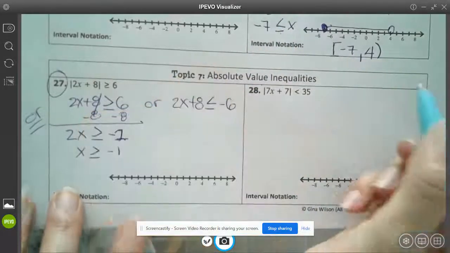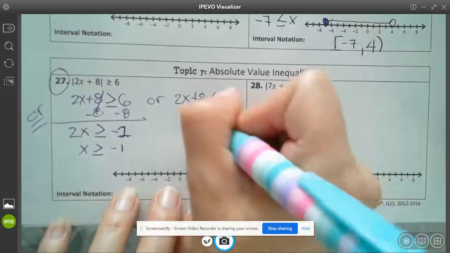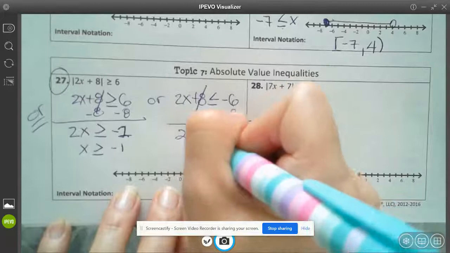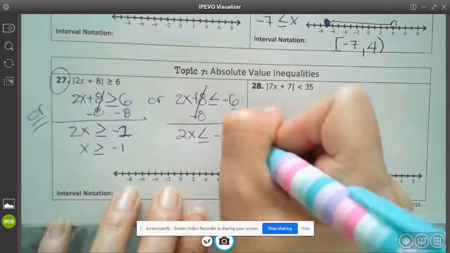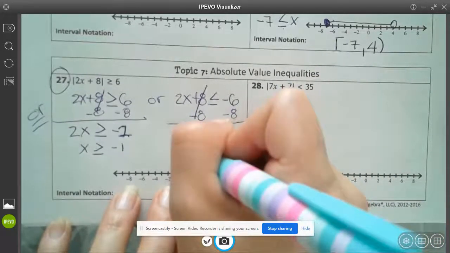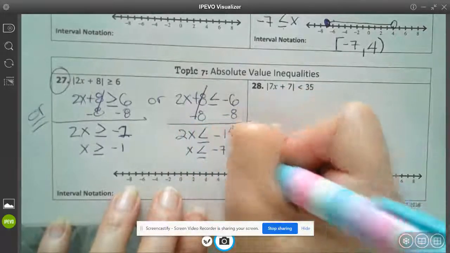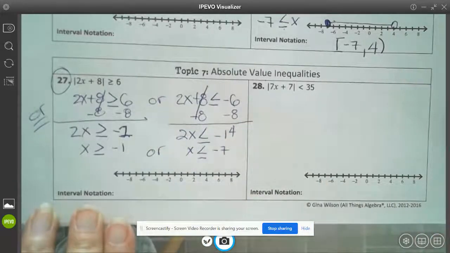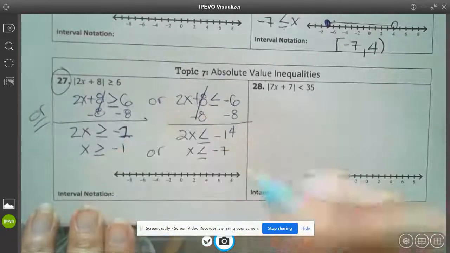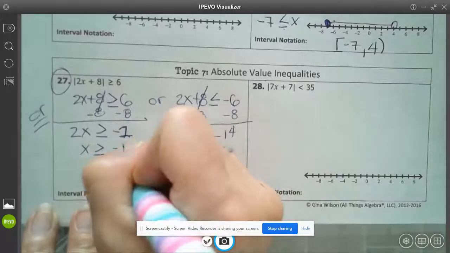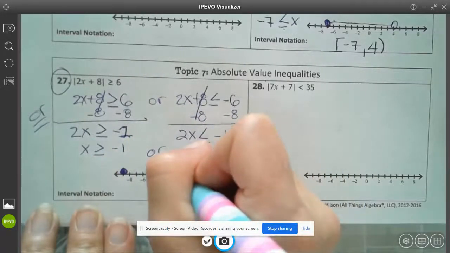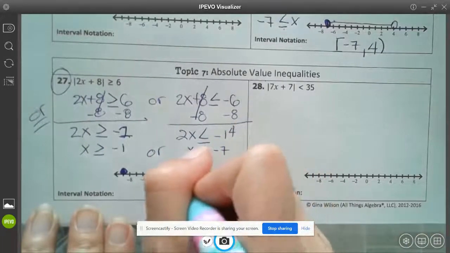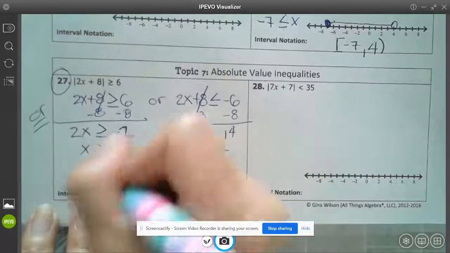All right, next one, minus 8, minus 8. So that goes away. It's 2x is less than or equal to negative 14. And then you divide by 2, right? And then x is less than or equal to negative 7. So we're going to go this way or that way. Negative 7 is over here, that's closed. And negative 1 is over here, and that is closed because they both have equal signs. So anything this way and anything that way, and we're done.